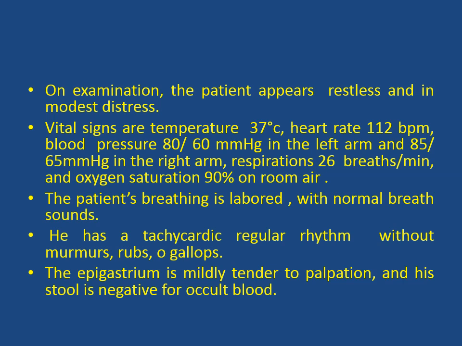The vital signs are temperature 37, heart rate 112 beats per minute, blood pressure 80 over 60 millimeters of mercury in the left arm, and 85 over 65 millimeters of mercury in the right arm. His respiratory rate is 26 cycles per minute, and the oxygen saturation is 90% on room air. The patient's breathing is labored with normal breath sounds. He has a tachycardic regular rhythm without murmurs, rub, or gallop. The epigastrium is mildly tender to palpation, and his stool is negative for occult blood.